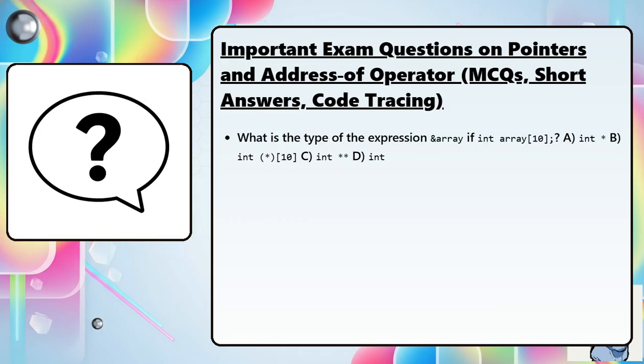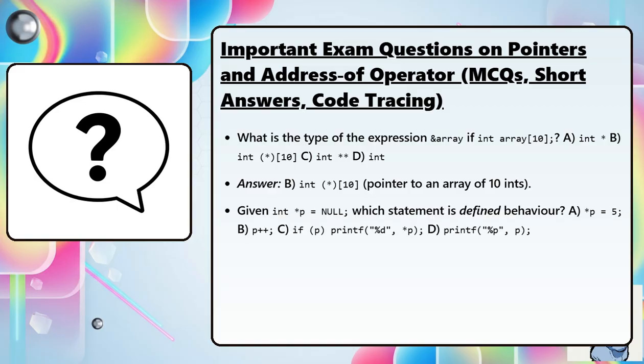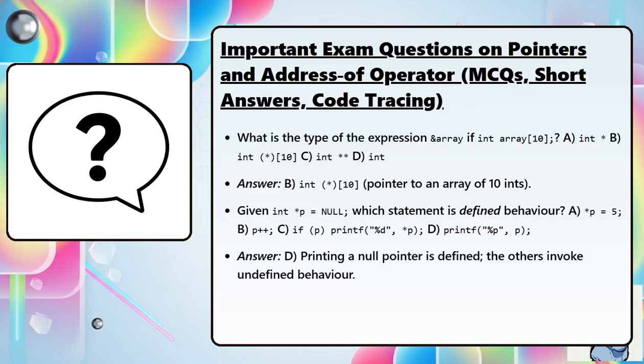What is the type of the expression &array if int array[10]? A: int *, B: int (*)[10], C: int **, D: int. Answer B, int (*)[10], which is a pointer to an array of 10 ints. Given int *p = NULL, which statement is defined behavior? A: *p = 5, B: p++, C: if (p) printf("%d", *p), D: printf("%p", p). Answer D, printing a null pointer is defined. The others invoke undefined behavior.